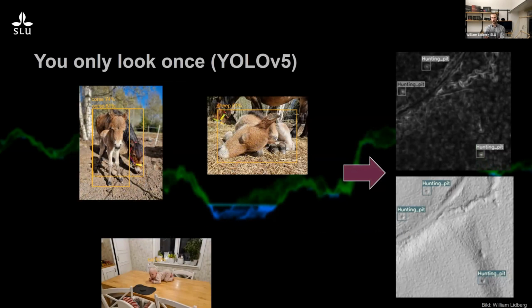And the method we're using this time is object detection. I wrote YOLO version 5 now, but they're probably out with 6 or 7 by the time I'm finished. But the idea is to use this approach to map these cultural remains as well.